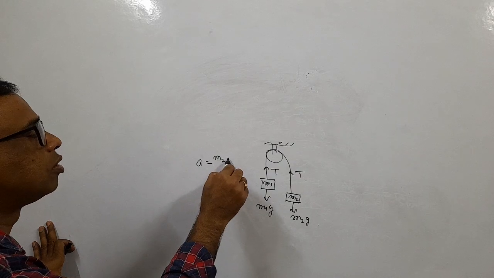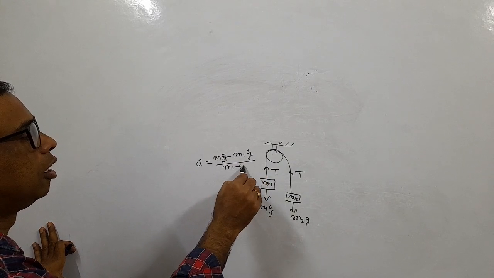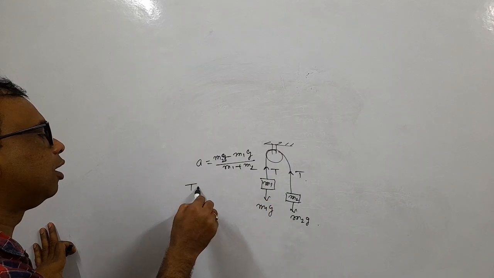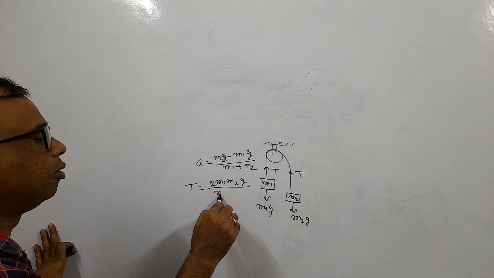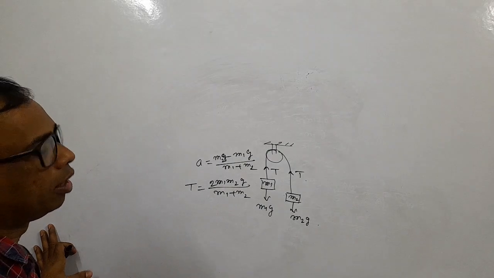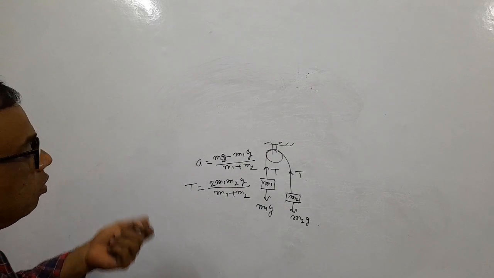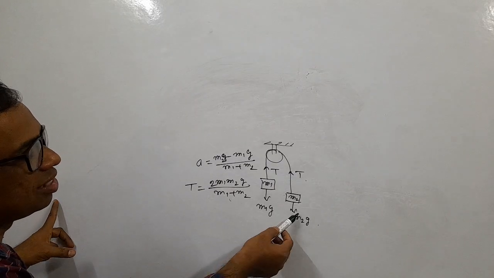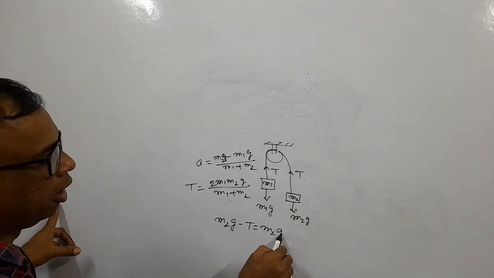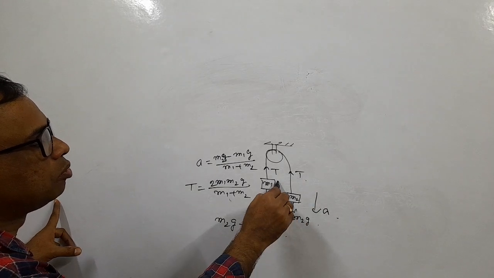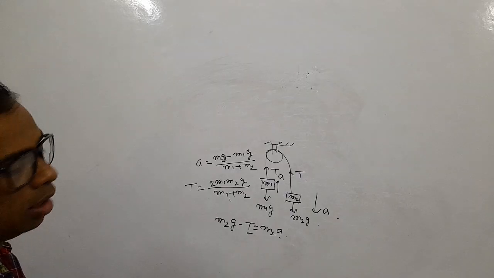Acceleration is resultant force by mass, and tension equals 2 M1 M2 g divided by (M1 plus M2). That's the tension. How can you get this formula? Just solve this problem: M2g minus T equals M2a. Suppose it moves downward, and the other moves upward, then putting in the value of acceleration, you get the tension.